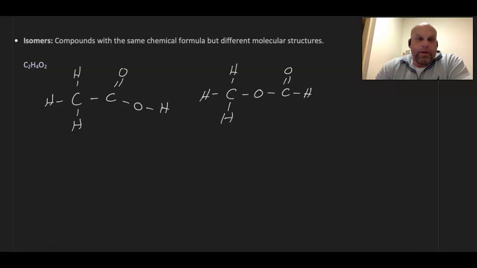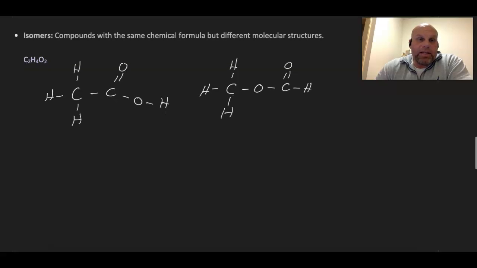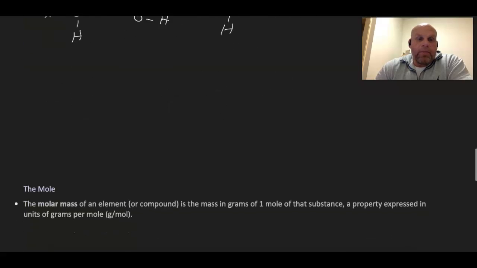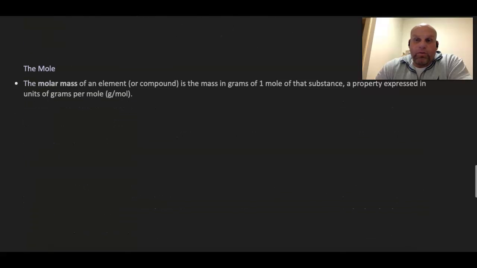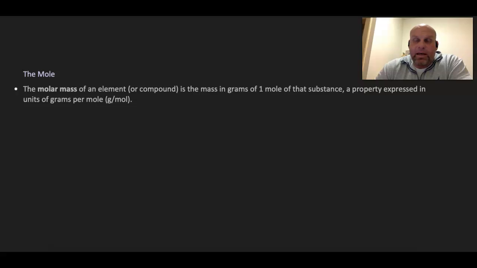Okay, the last thing to cover in this unit is a big one for us. It is the mole. Now, the mole is a very important unit for us in chemistry. It is a counting unit similar to a dozen. If somebody asked you how many was a dozen, we all know that's 12. The mole is very similar in that nature, in that 1 mole equals 6.022 times 10 to the 23rd of something.